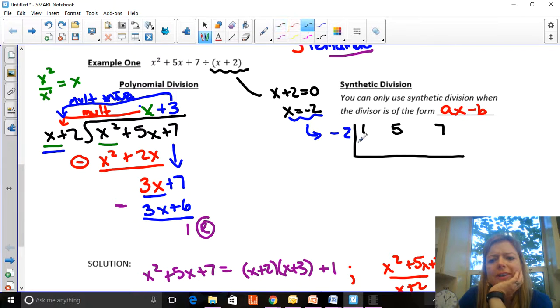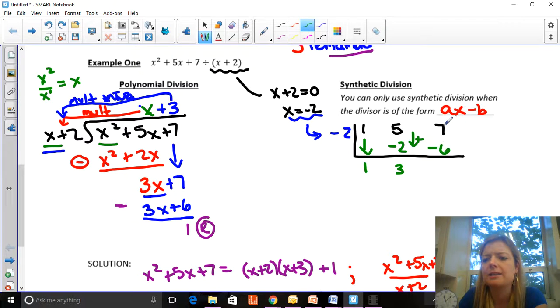So when you're doing this, the first step is that you always bring down the first number, and then you multiply it up. So 1 times negative 2 is negative 2. And now you add going down. You add. So that's a bit confusing because here we're subtracting when we go down, but here we're adding. So 5 minus 2 is 3. And now we multiply. 3 times negative 2 is negative 6. 7 minus 6 is 1.